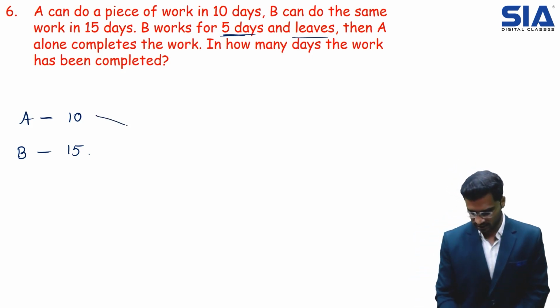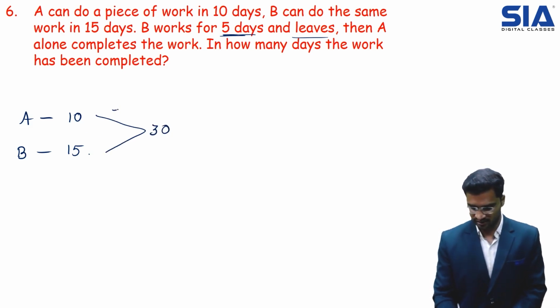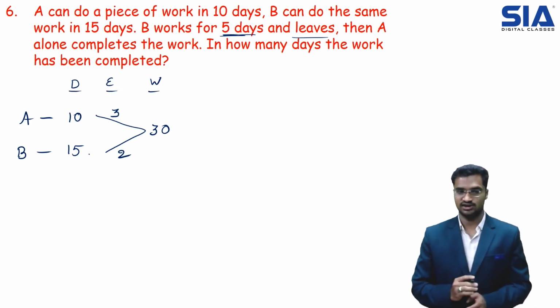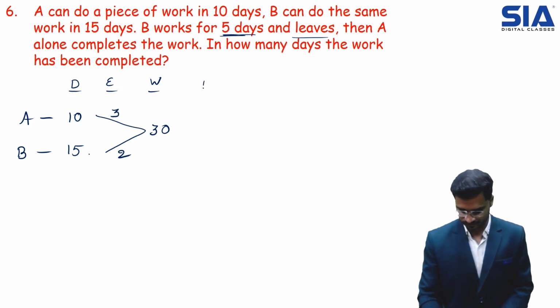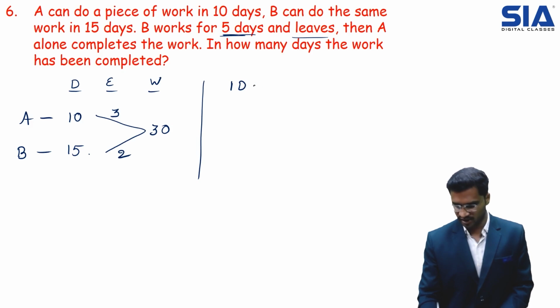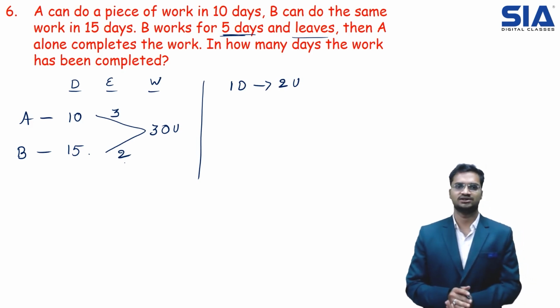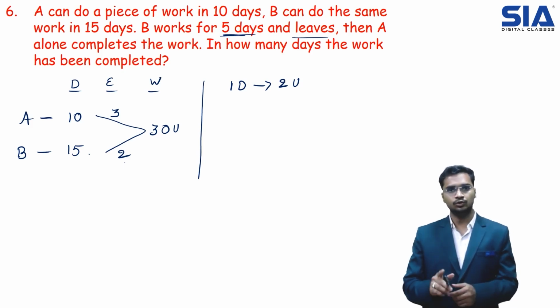Now let us see the LCM of 10 and 15. The LCM of 10 and 15 is 30. 10 threes are 30, 15 twos are 30. Days, efficiency and work. In this question B works for 5 days. The efficiency of B is 2 units. So let us assume our total work as 30 units. In one day B is doing 2 units of work.